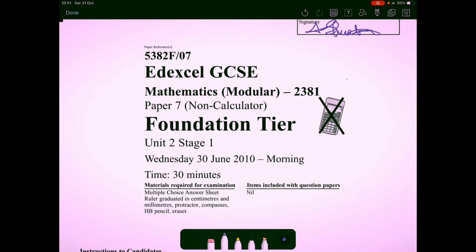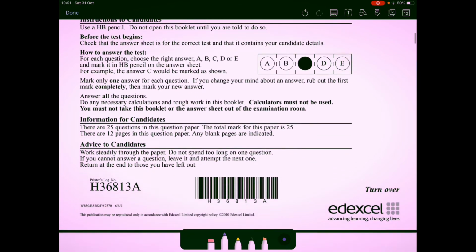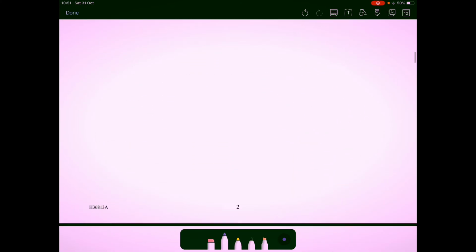This is the June 2010 revision paper. This is the non-calculator portion, which is multiple choice based. So let's start having a look at what the answers are for these questions.